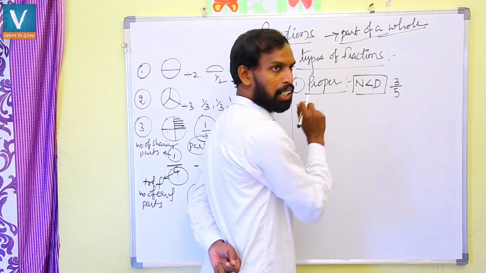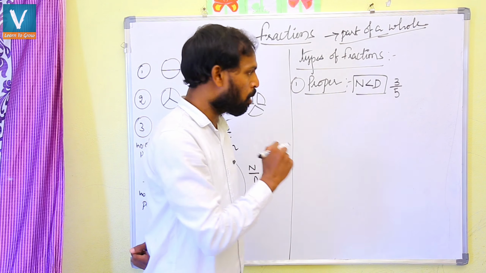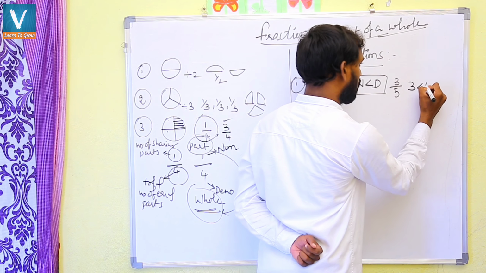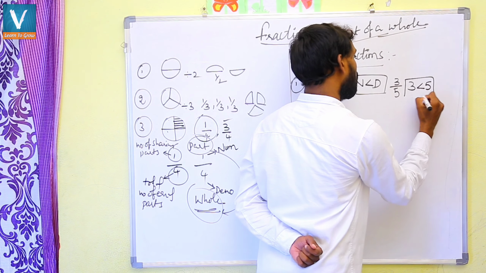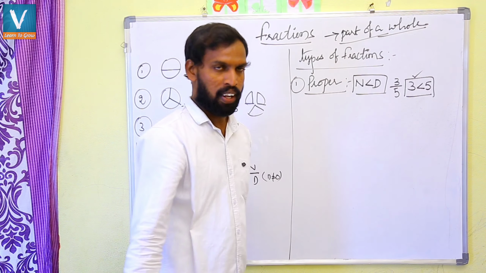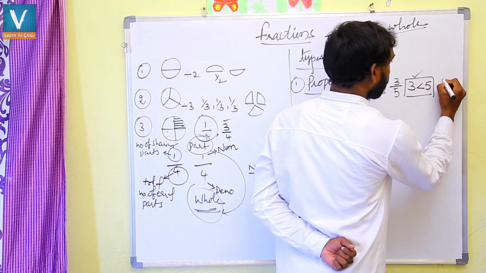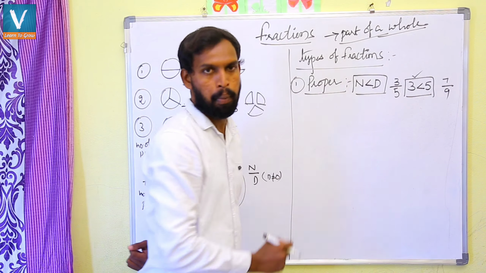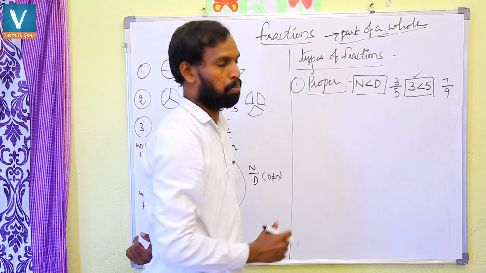So what we said, the numerator should be less than the denominator. What is the numerator here? 3, and it is less than 5. Yes, 3 is less than 5. It's a proper fraction. Take one more example, 7 by 9. Yes, 7 is less than 9. It's a proper fraction. Like that we can take plenty of examples.